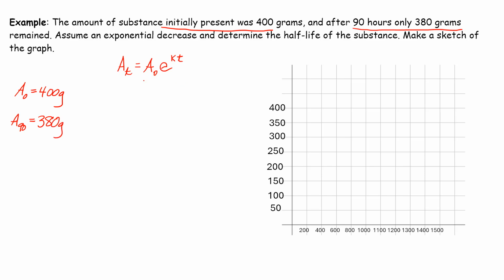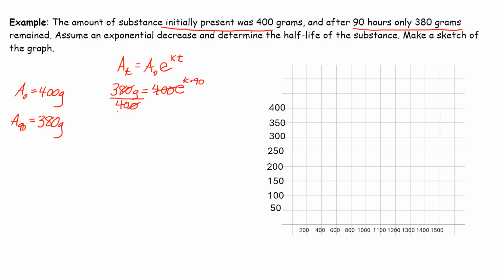All right, so the first thing we want to do here is find out what k is. So we're going to go ahead and plug that information in. A sub 90 is 380 grams, and A sub 0 is 400 grams. So this is what we have, k times 90 hours. That's how long it takes to have 380 grams left. Divide both sides by 400. And so we've got 380 over 400. We can cancel one of those zeros.